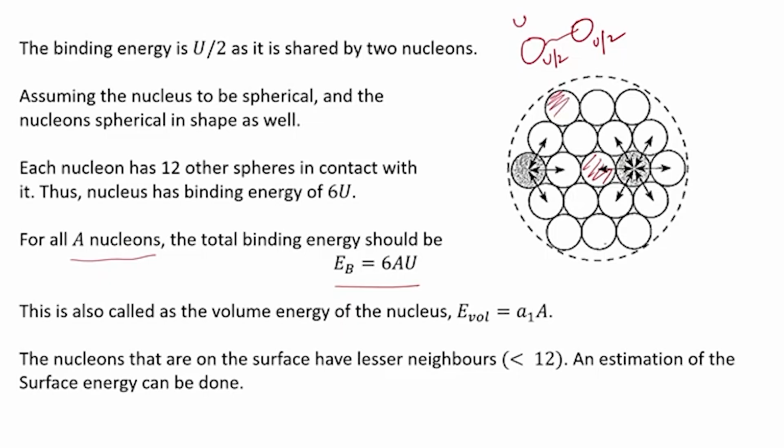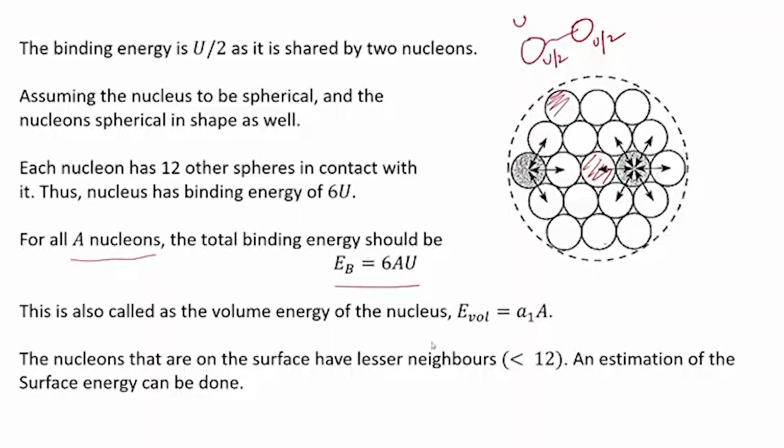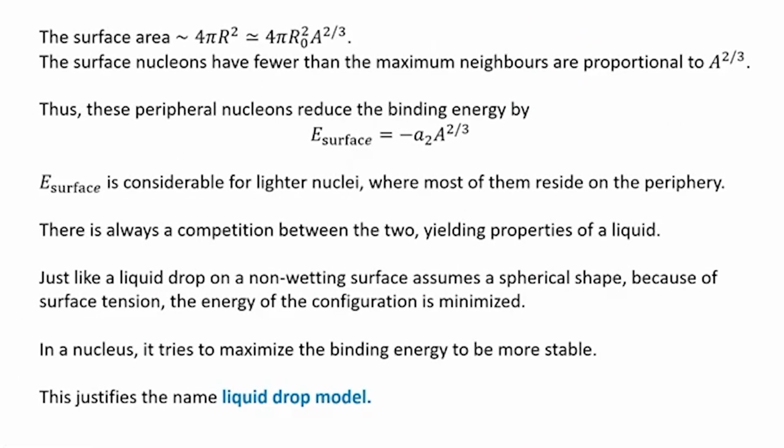So, they have less than 12 neighbors, as we have talked about for the ones that are inside. So, an estimation of the surface energy can be done. The total binding energy gets reduced by the surface energy because the energy is less for these nucleons. And how do we make an estimate of this surface energy?